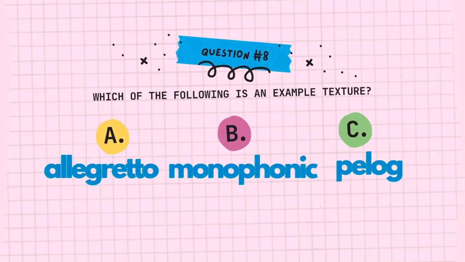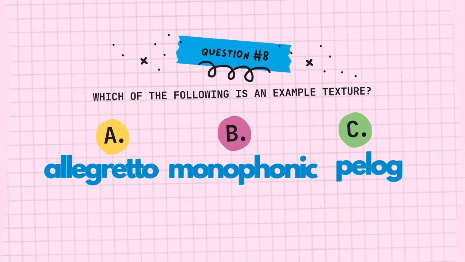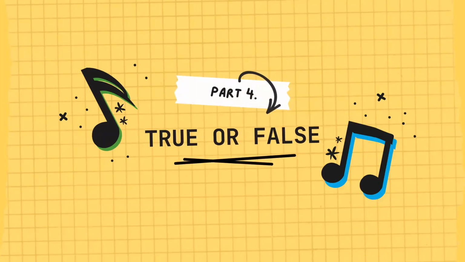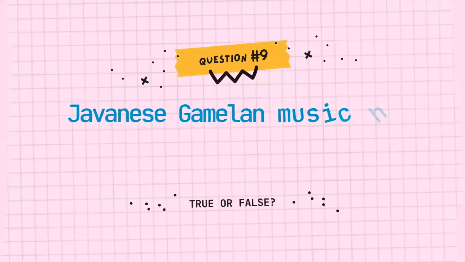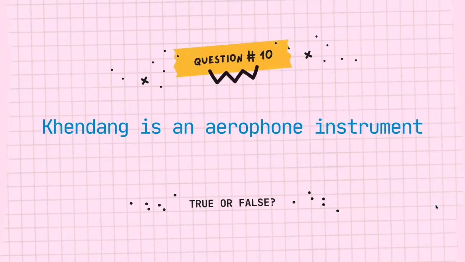Question number 8. Which of the following is an example of texture? A. Allegretto, B. Monophonic, C. Pelog. Part 4. True or false? Question number 9. Javanese Gamelan music has a lot of changes in tempo and dynamics. Is it true or false? Last question, number 10. Kendang is an aerophone instrument. True or false?